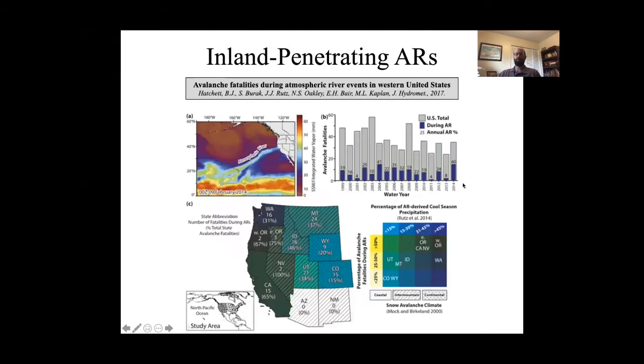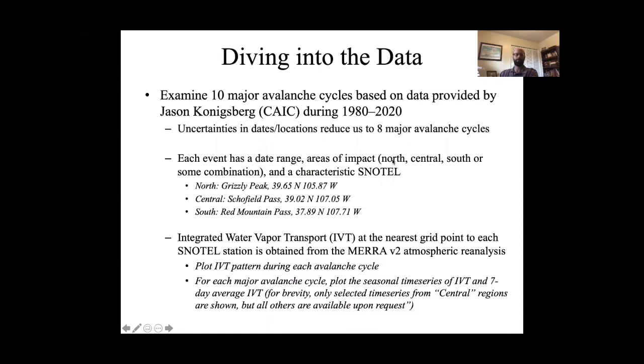One thing I'll just highlight before launching much further into this preliminary analysis is that a colleague of mine, Ben Hatchett, did some work a number of years ago where he actually looked at avalanche related fatalities across the West and their relationship with atmospheric rivers, and found some pretty interesting results: that in fact atmospheric rivers are a major contributor to avalanche related fatalities across the West. So that paper, which is highlighted up here, may be of interest to some of you viewing this.